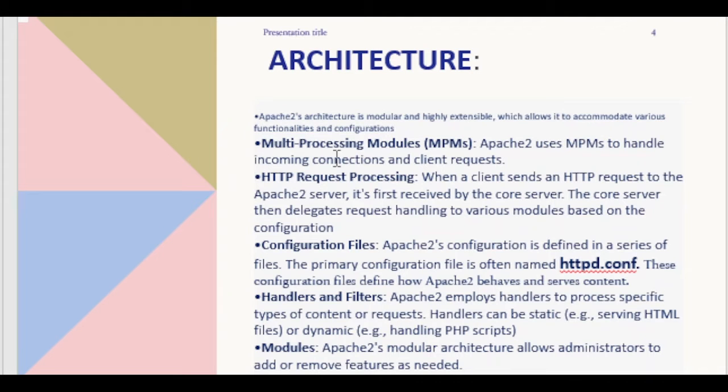What's the basic architecture of Apache 2? It uses MPM, which is multi-processing modules. It's used to handle incoming connections and client requests. If you want to search for anything on the web server, that request is sent through the web to the server, and the response returns back to the user. For the HTTP request procedure, when the client sends an HTTP request, I mean he wants to access something on the Apache server, it is first received by the core server, then the core server delegates request handling to various modules based on the configuration.